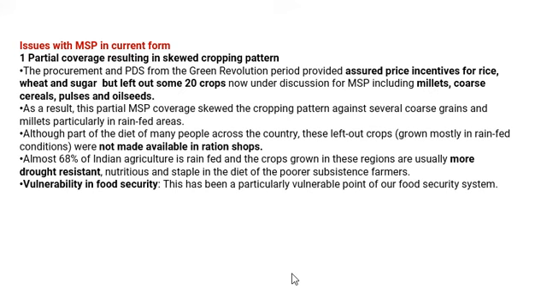And 68% of Indian agriculture is dependent on the rains. So in the drought areas, they are able to grow only millets and cereals, so they are not getting enough benefit of MSP in those regions.